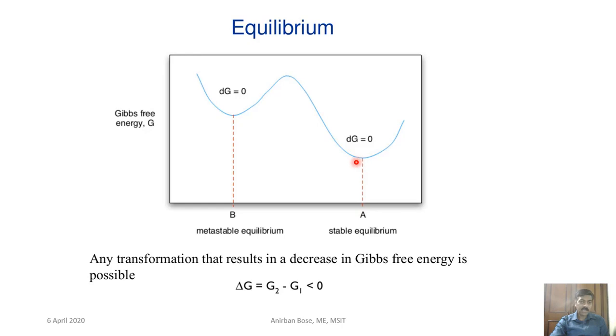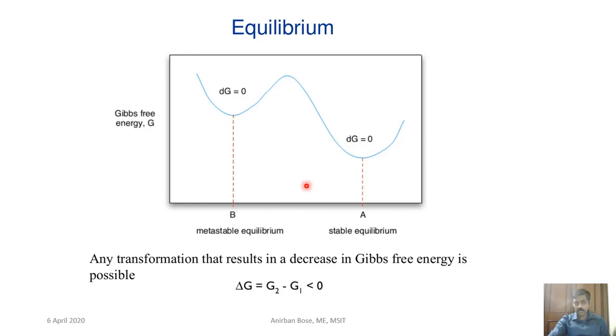Okay, and here you can see there may be multiple stable equilibrium states, and among them, the one having the lowest value among all these minima is called the most stable equilibrium, and all other minima are called the metastable states.